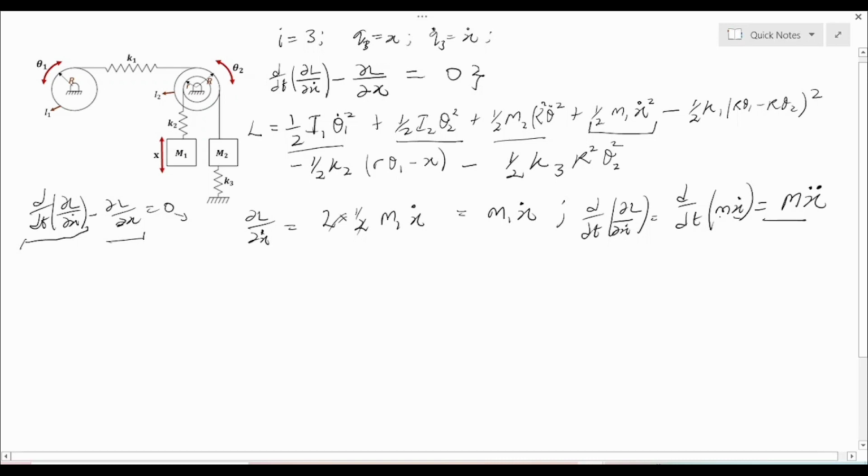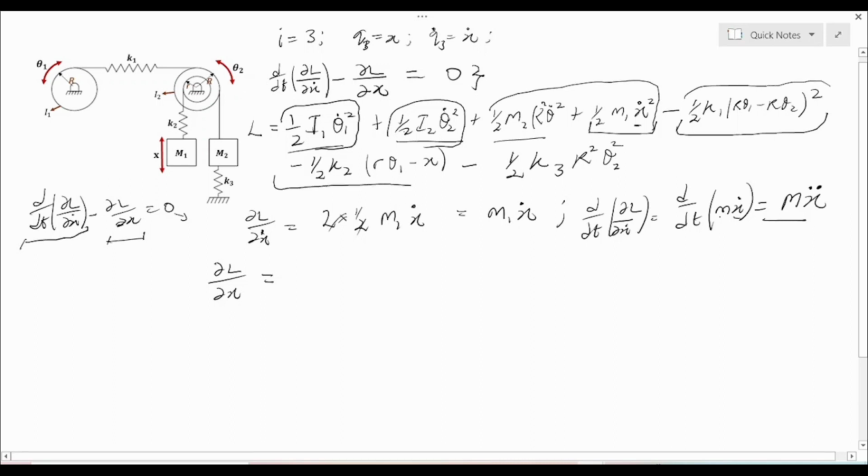So to work out the second term, dL dx, we are going to differentiate the Lagrange formulation with respect to all the terms that have x. The first term in the Lagrange formulation does not contain x. The second term does not contain x, it has just theta 2 dots. The third term does not contain x, all it has is x dots. The fourth term does not contain x, all it has is theta 1 and theta 2. Then the fifth term, of course, contains x. The sixth term does not contain x at all.